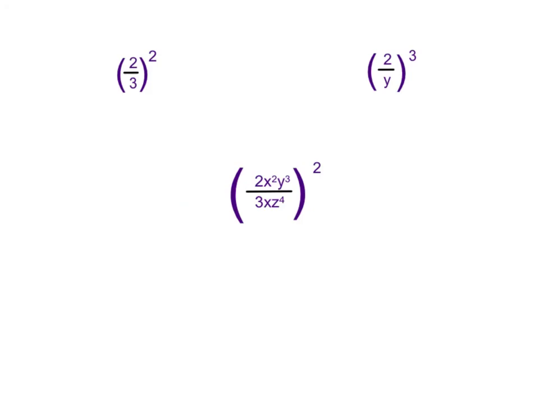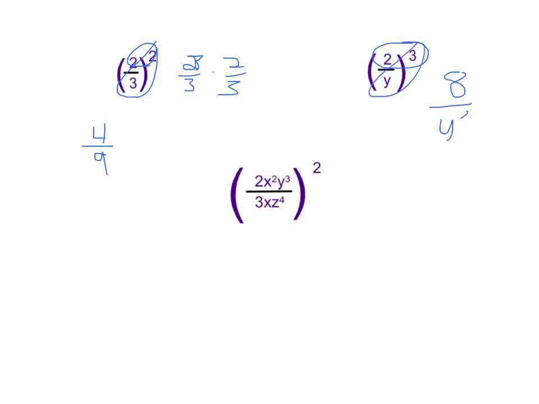Last slide of examples. 2/3 squared. You could think of it the long way, 2/3 times 2/3, but I usually think 2 squared is 4 and 3 squared is 9. 2 to the third is 8. Y to the third is y to the third. Alright, in this last example there's a lot going on. There's power of a power, power of a quotient, power of a product, there's a lot. So I'm going to take this 2 to every single thing in here and then simplify.